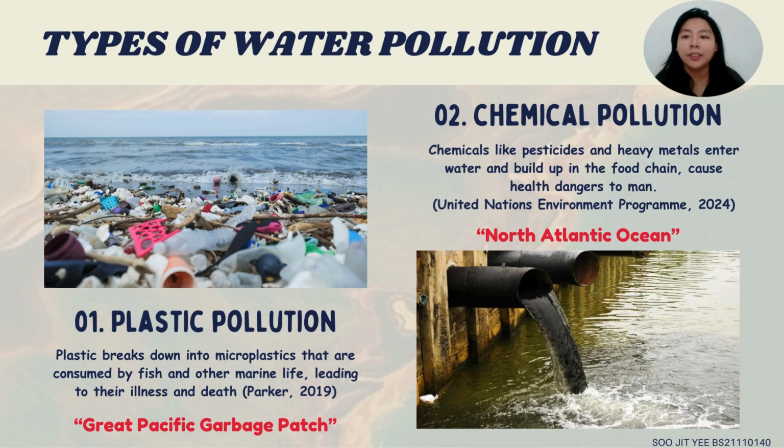The first type is plastic pollution. The plastic that is discharged into the ocean can break down into microplastic, later being consumed by the marine life and causing their illness and death. The second one is chemical pollution. Chemicals like pesticides and heavy metals that enter the water will return back to the food chain and cause health problems in humans.